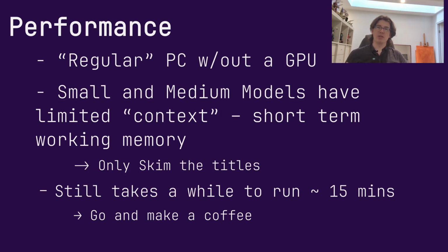Running the model locally has a couple important implications. First of all, it means we need to run a small AI. Now, all AIs have a limited context window, which is essentially the short-term working memory of the machine. Small AIs have an even smaller context window. This is why Chi-Curate only reads the titles of the articles when it's doing its ranking.